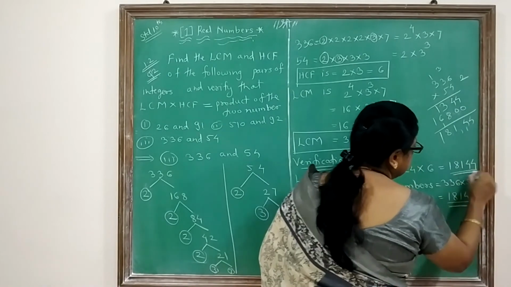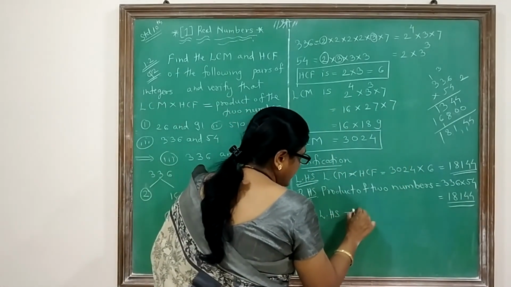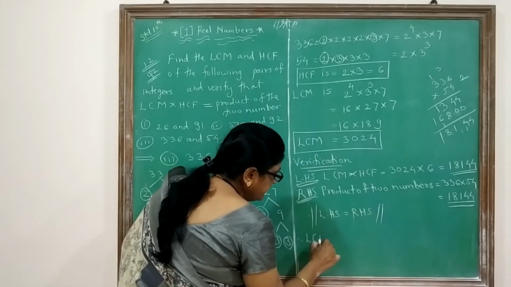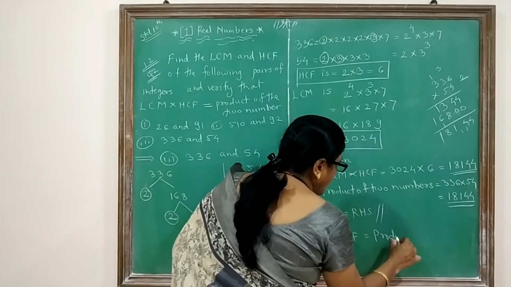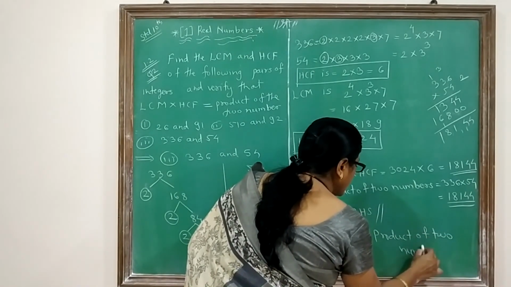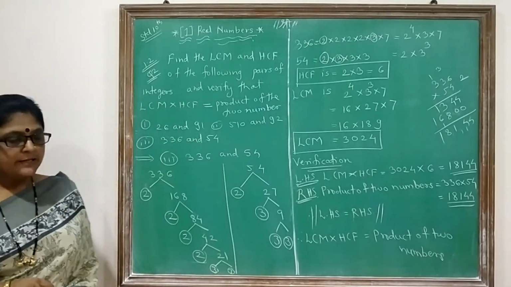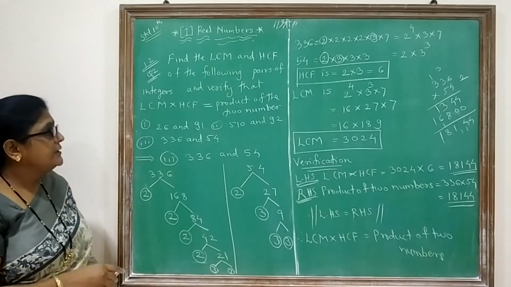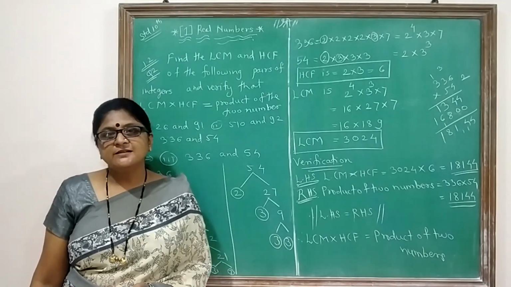In this answer and this answer they are same, means here you will write directly LHS equal to RHS, and your formula is also correct, that is LCM into HCF equal to product of two numbers. Then here your second question, means 1.2, your second question is completed, and the rest we will see in the next lecture.